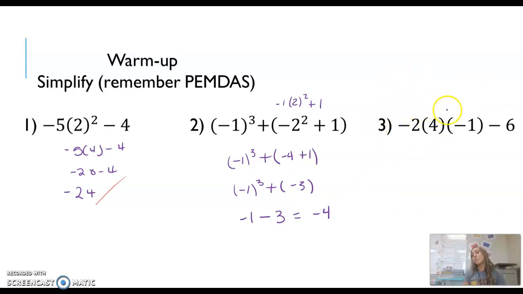Okay, and this one is just left to right. So I am going to do negative 2 times 4, which is negative 8, times minus 1 minus 6. Negative 8 times negative 1 is a positive 8, minus 6, and I get the answer is 2. If you have any questions, please let me know. If you got something different than me, let me know that too.